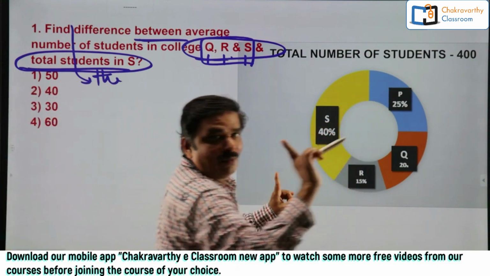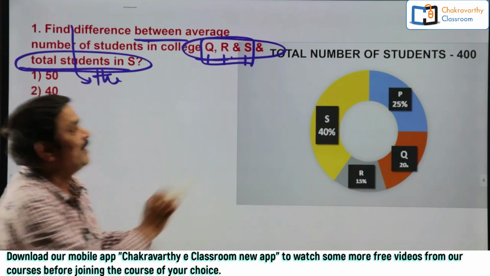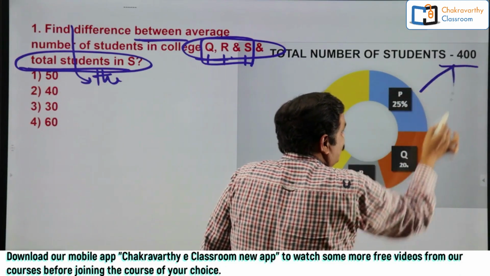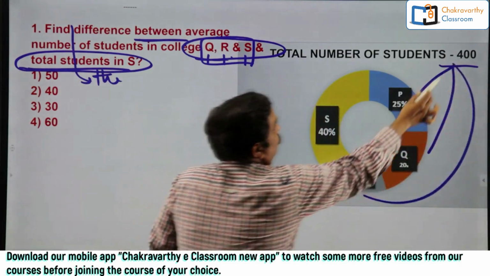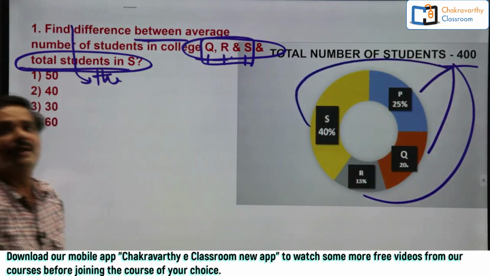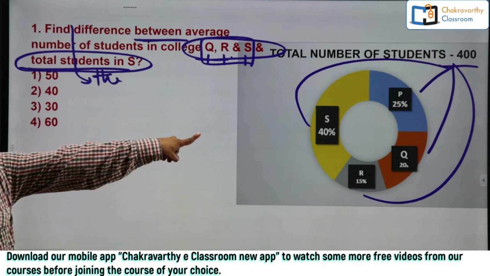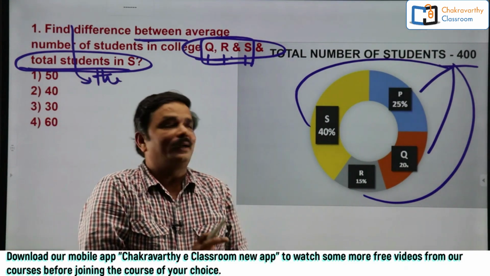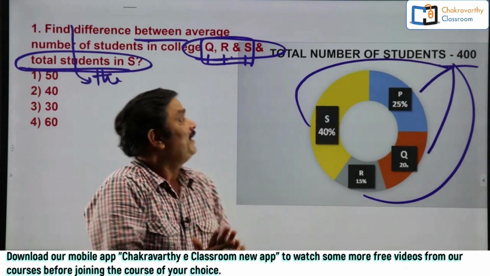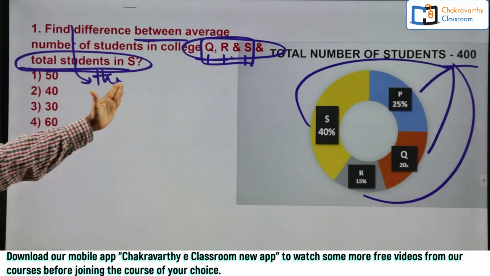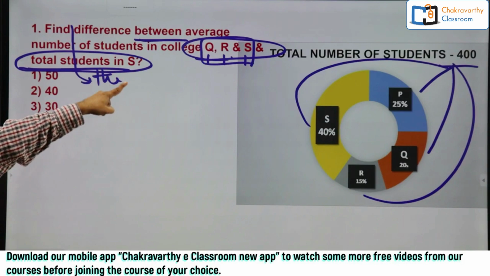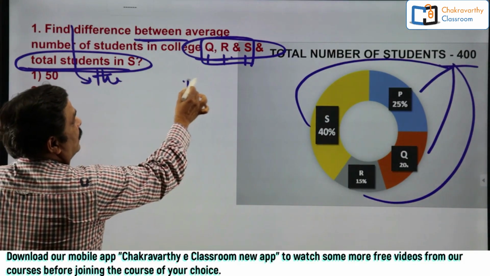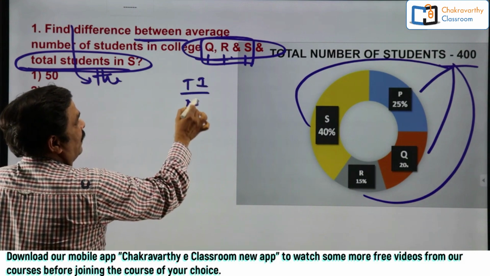So what do you mean by total number of students is same? Here total number is 400 and this is distributed for 4 colleges in terms of percentage. When you come across this type of questions, either donut chart or pie chart, simply you can do that one. Here I need to find out the average students in Q, R and S. What do you mean by average? Total of the given items divided by number of items.